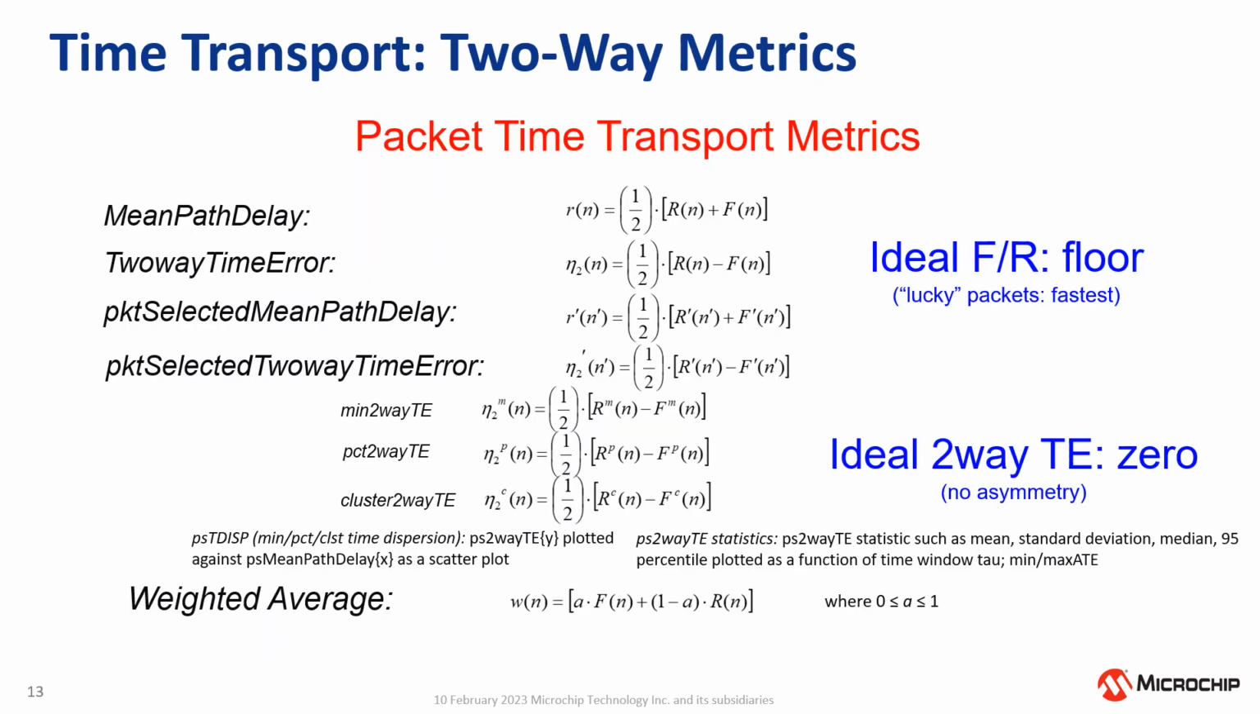The two-way metrics involve packet selection in both the forward and reverse sequences, and then we arrive at such calculations as the packet selected two-way time error shown in the fourth equation. It is useful to contrast the ideal for the case of either of the one-way sequences. The ideal there is to choose the lucky packets, the fastest packets. In the case of two-way time error, the ideal case is 0, so that would indicate no asymmetry.